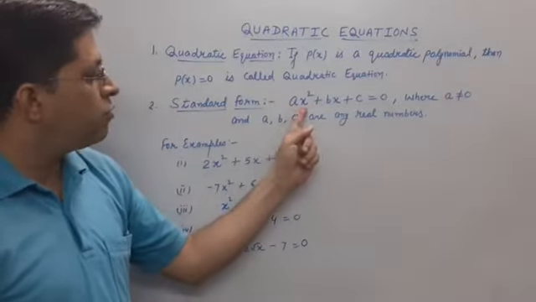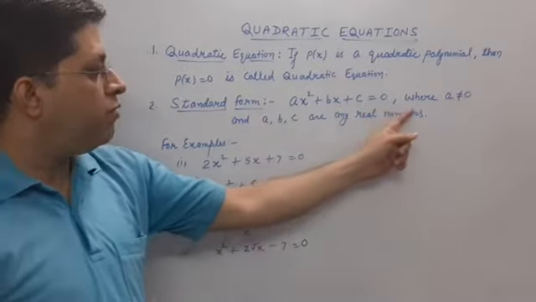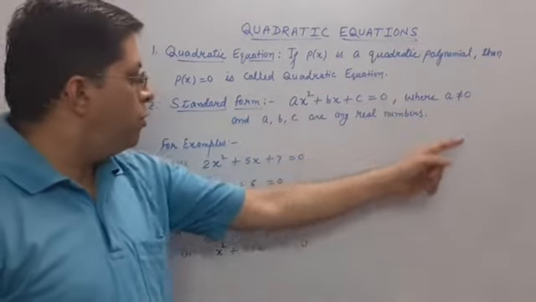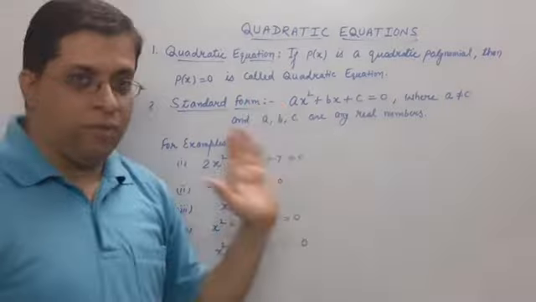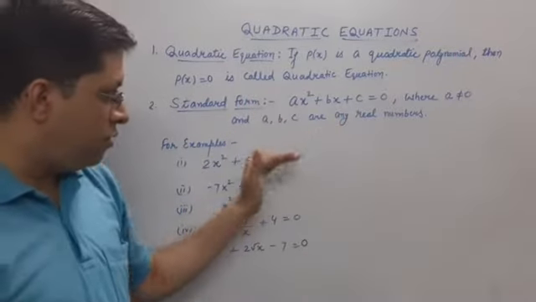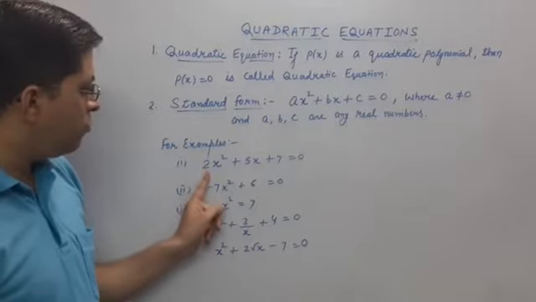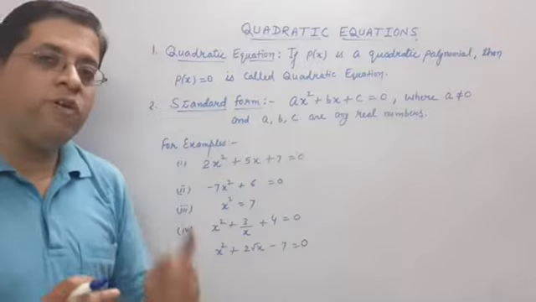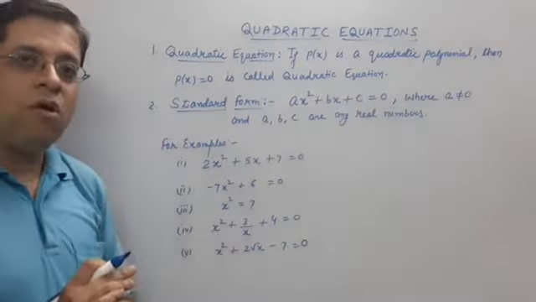Okay. Now what is the standard form of it? That is ax square plus bx plus c is equal to 0, where a is not equal to 0. A can never be 0. And a, b, c are any real numbers. Okay. Let's see some examples here. One example is 2x square plus 5x plus 7 equal to 0. First of all, just see, is this a quadratic equation or not?